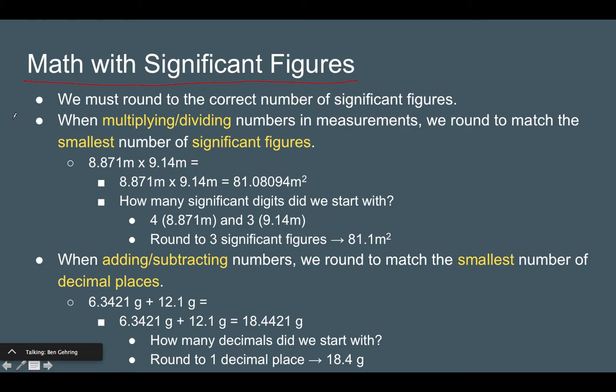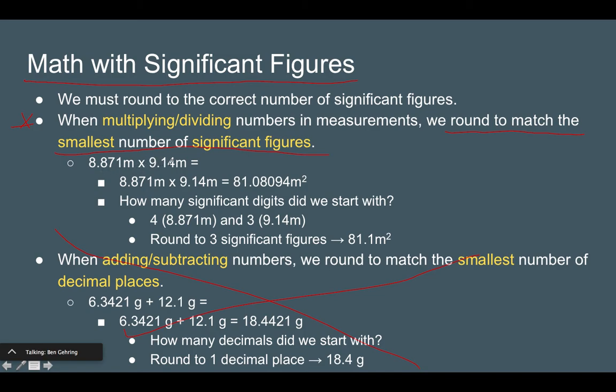Most of the things we do in science are multiplying and dividing. So right now, this is the only one I'm going to worry about. We're not going to touch addition and subtraction at this point in time. When multiplying and dividing numbers, we round our answer to match the least number of significant digits in the numbers being manipulated in the equation. For example, I have 8.871 meters times 9.41 meters.